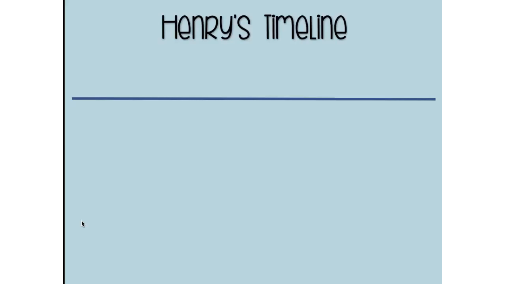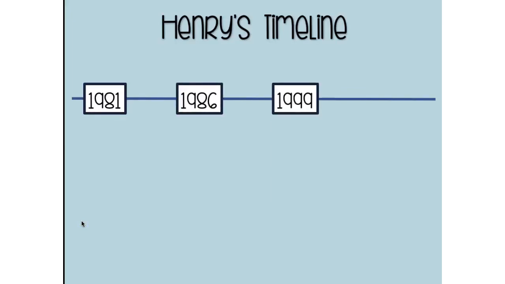The way I'm going to do that is I'm going to put the dates on the line first, in order. So we had 1981, 1986, 1999, and 2010.